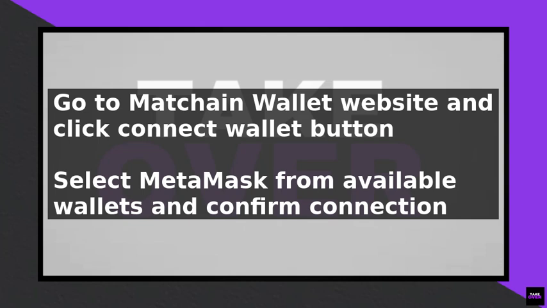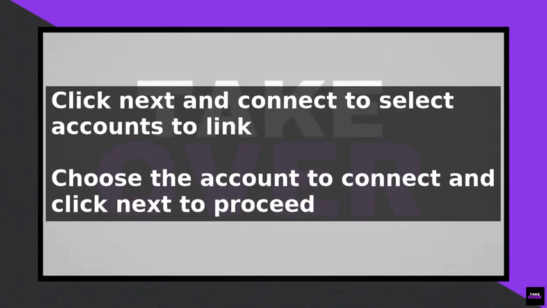You will see a prompt asking you to select the accounts you want to connect to Matchain wallet. Choose the account you want to connect and click Next. Then click Connect to confirm the connection. You will be redirected back to the Matchain wallet website where you will see your MetaMask account connected. You can now use your MetaMask account to interact with the Matchain wallet ecosystem.